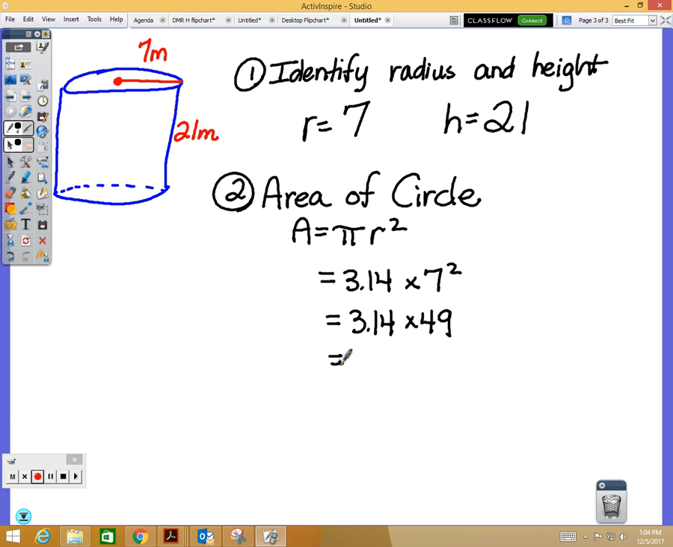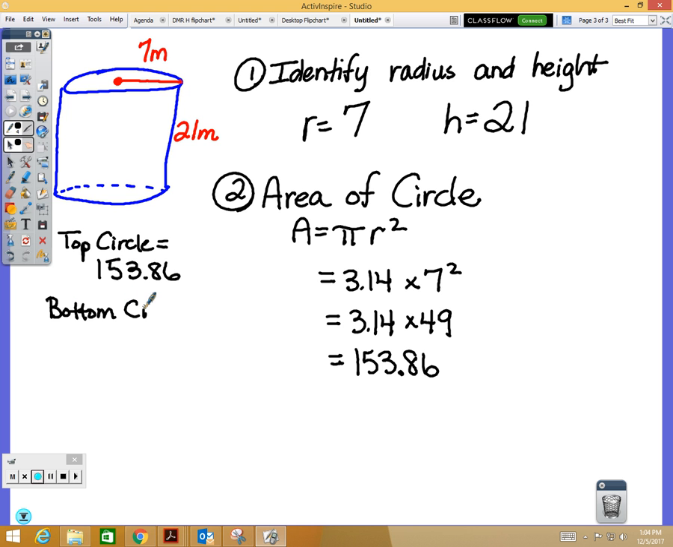So you have a calculator. 3.14 times 49 is what, Edwin? Correct. Now again, that is the area of one of my circles. So let's say the top circle is 153.86. Well, the bottom circle would also be the same. Bottom circle, 153.86. Now the other thing that we need to find is the rectangle.